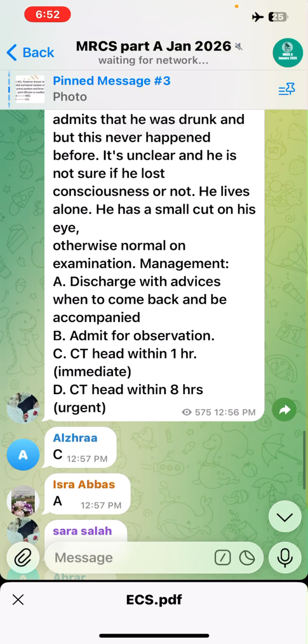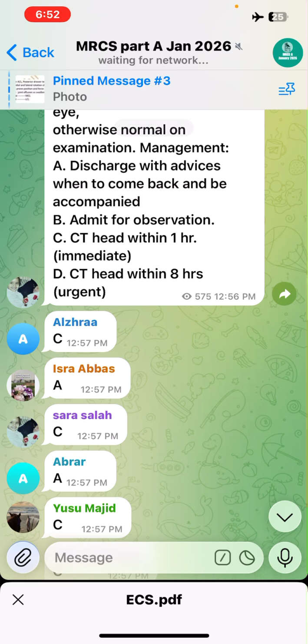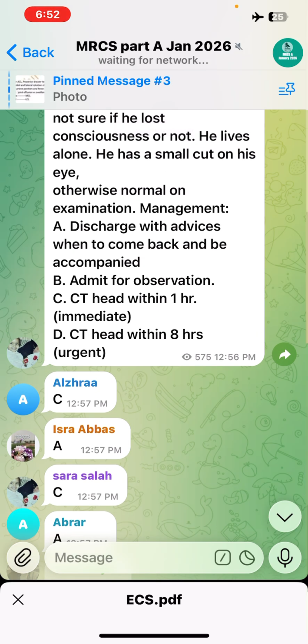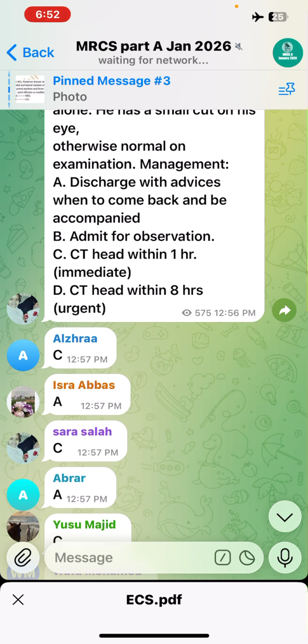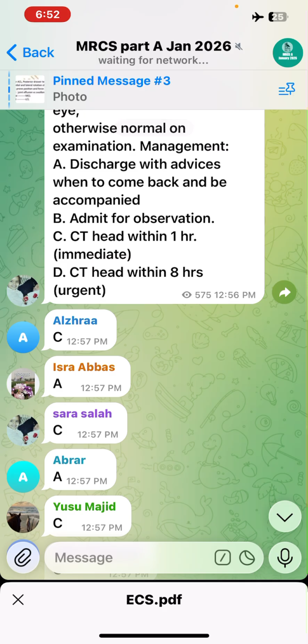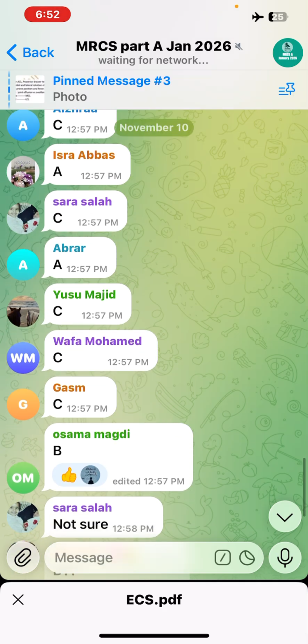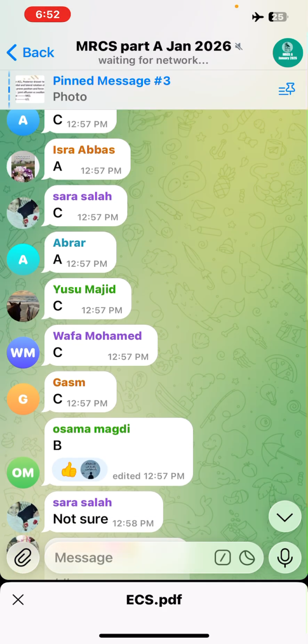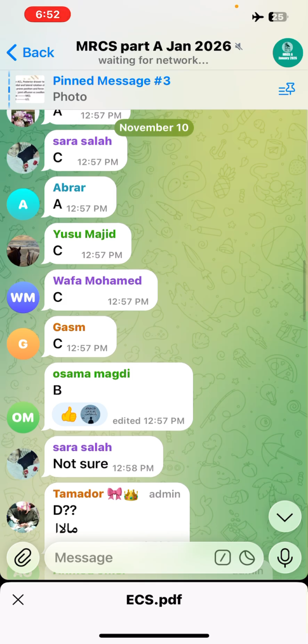Observation or CT scan, so there are different opinions. C, CT scan within 1 hour. Maybe A, discharge with advice to come back. A and C are suggested, and admit for observation, no one is telling. So this patient needs admission.